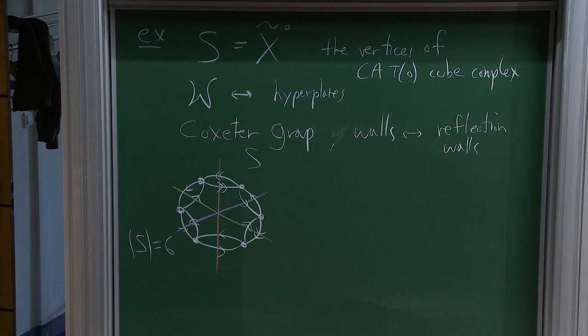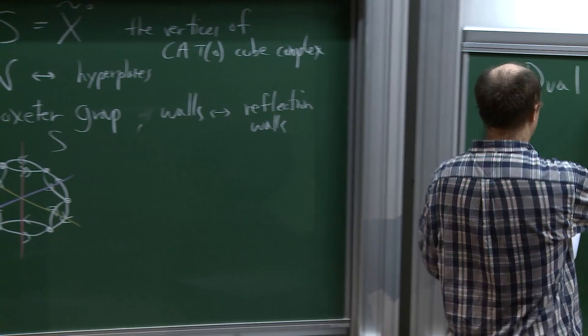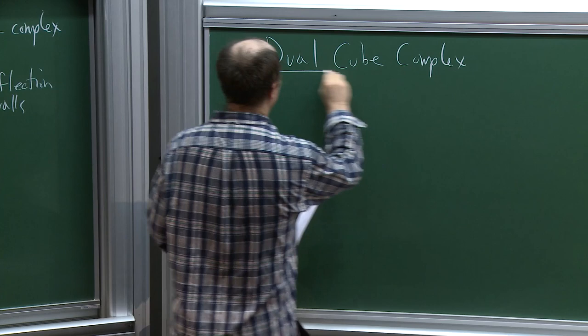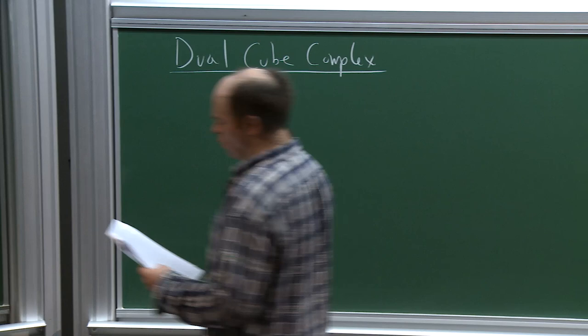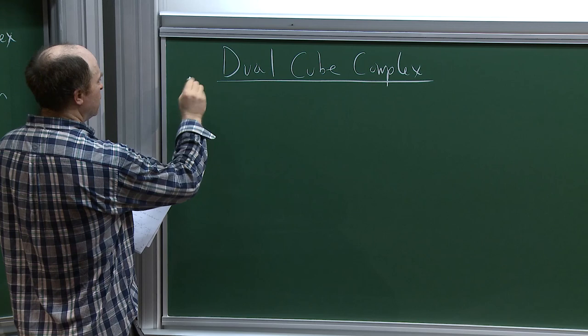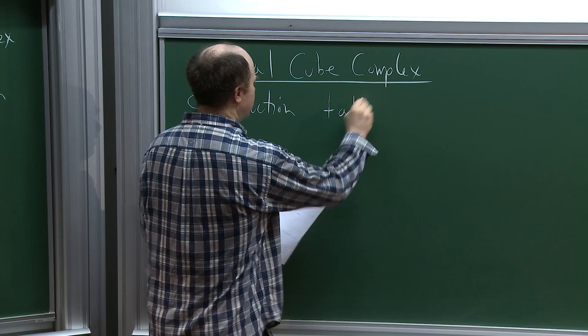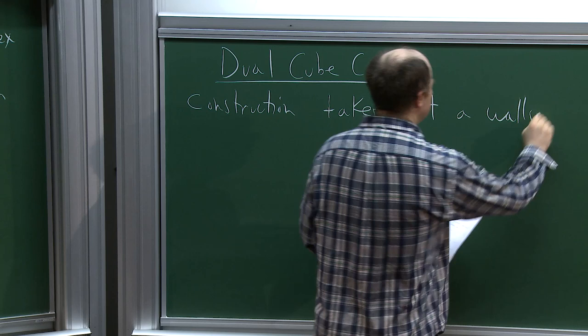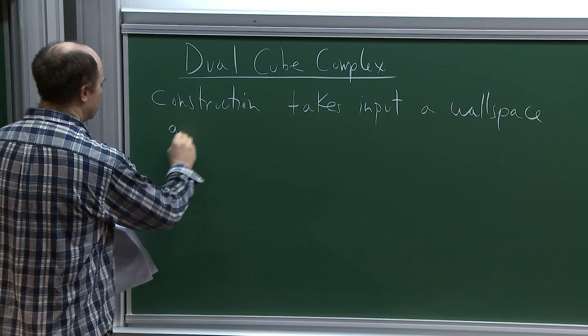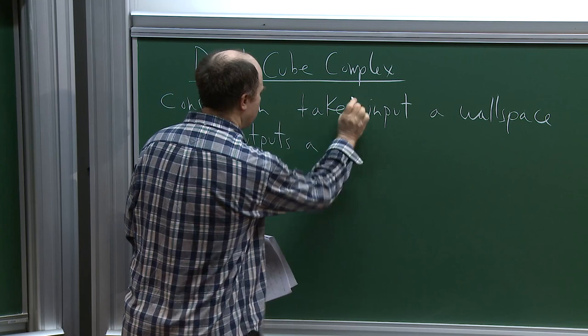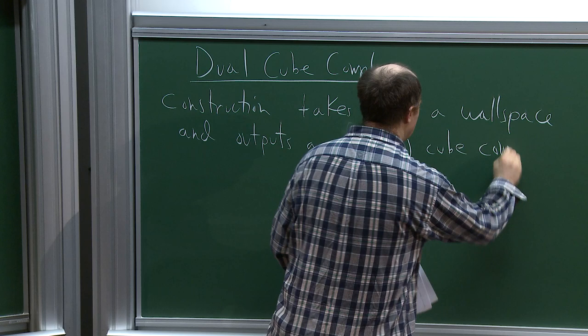So now we talk about Sageev's construction. This is going to be a construction which takes as input a wall space and gives as output a CAT(0) cube complex, which we call the dual to that wall space.